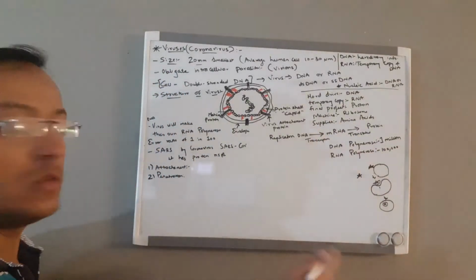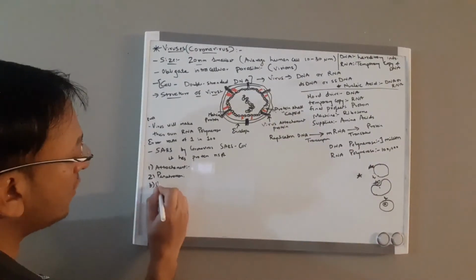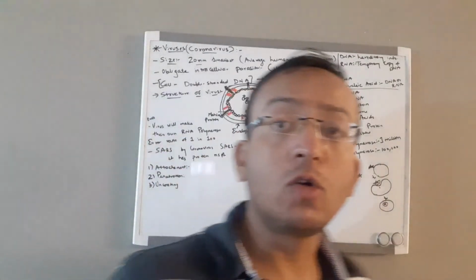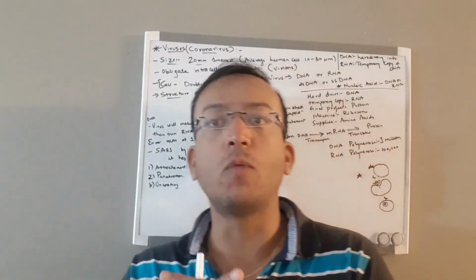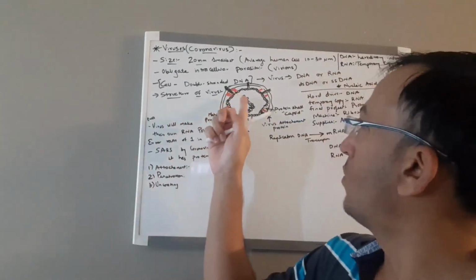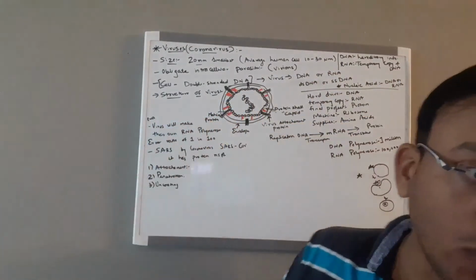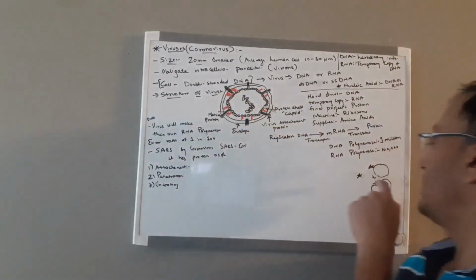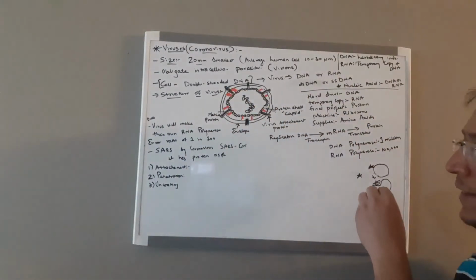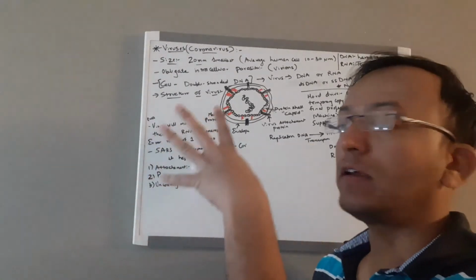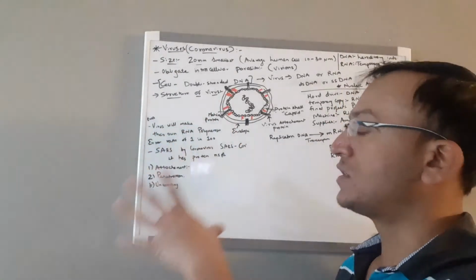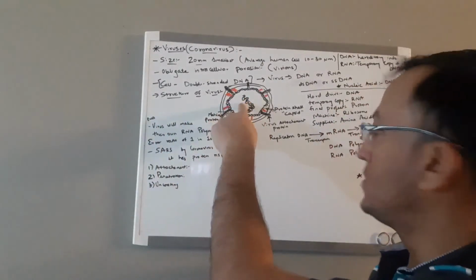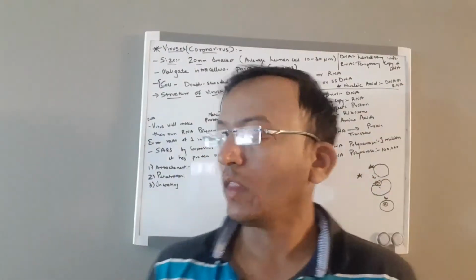After gaining entry into the cell, the third step is uncoating. Uncoating refers to the breakdown of the viral capsid that we studied, releasing the genome in the cell. After entering the cell, the next step is to uncoat itself, breaking down and releasing the viral genome into the cell.